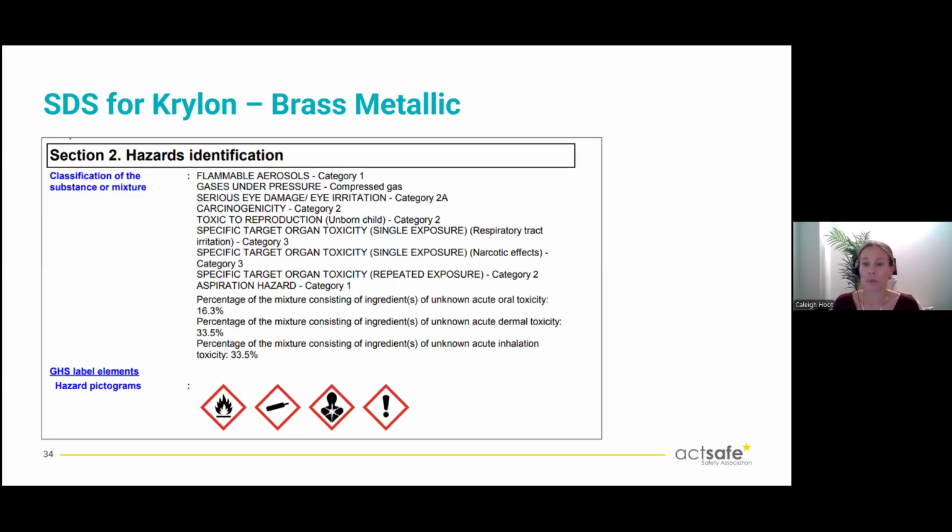If we look at the top, we can see that there are some classifications of the product, and this is how the chemical has been categorized under WHMIS. So these are, again, flammable aerosol, gases under pressure, specific target organ toxicity. Some of these can be a little overwhelming when you read them and you're like, what does that mean? But no worries, there's a second page.